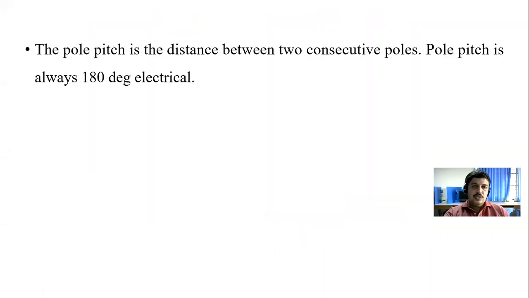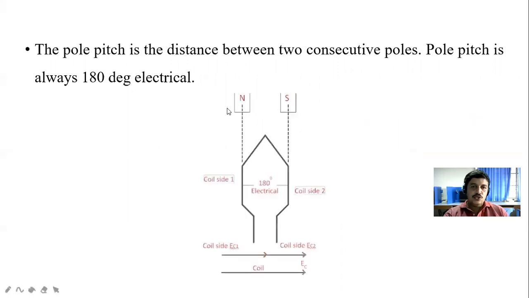Now, the pole pitch is the distance between two consecutive poles, and in electrical degrees, the pole pitch is always 180 degrees. Whatever angular distance is there between two consecutive poles is termed the pole pitch, and that distance is always 180 degrees electrical. Whenever coil sides lie under the influence of these two poles, there will be maximum induction of EMF inside the coil sides.